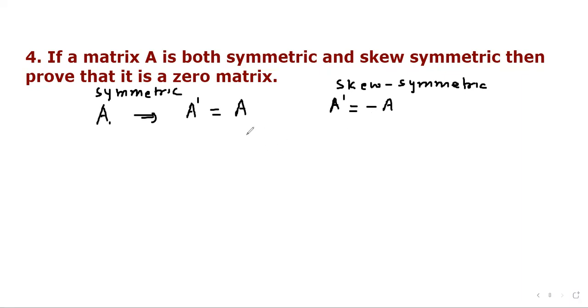Now, the two must be equal, since A dash equals A and A dash equals minus A. So we can say A equals minus A, which implies 2A equals 0 or A equals 0. So our question was, if a matrix A is both symmetric and skew symmetric, then prove that it is a zero matrix. Obviously, A is a zero matrix.